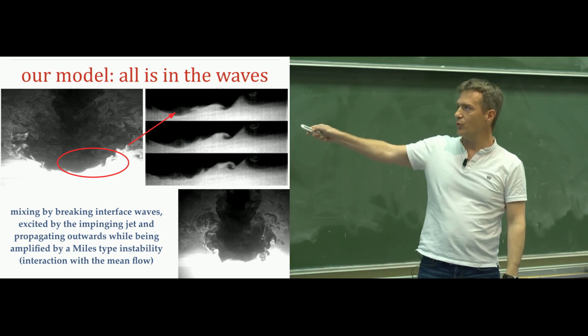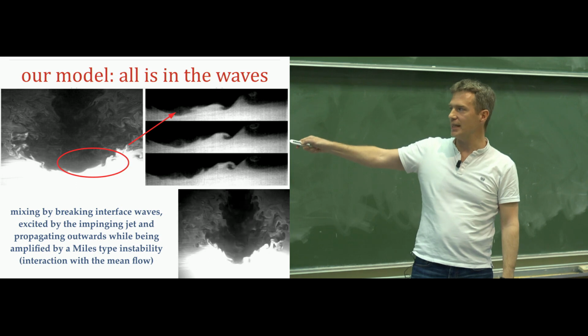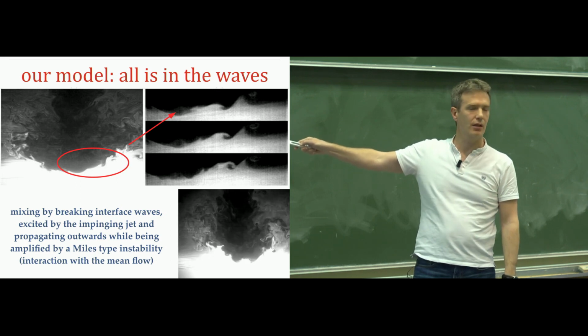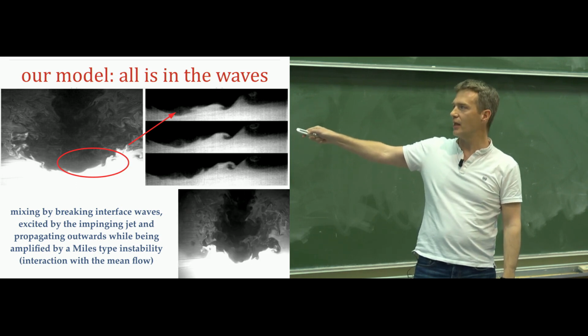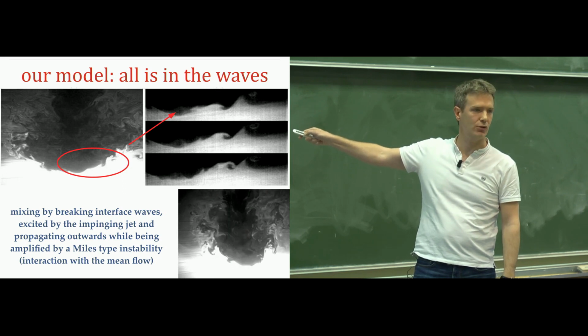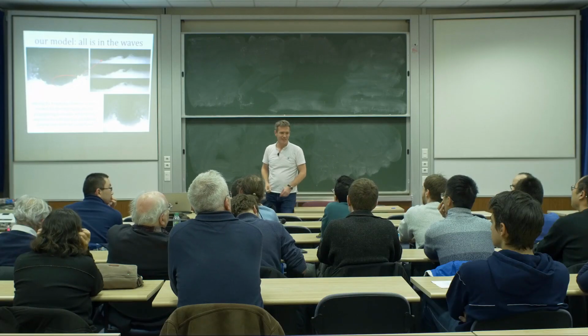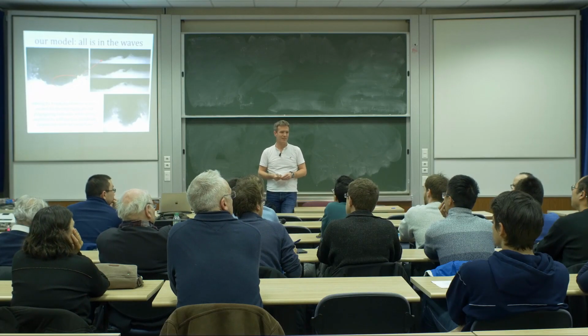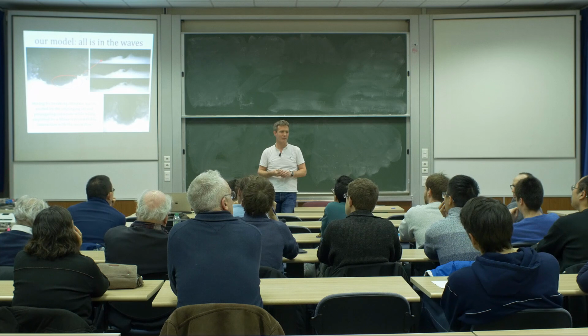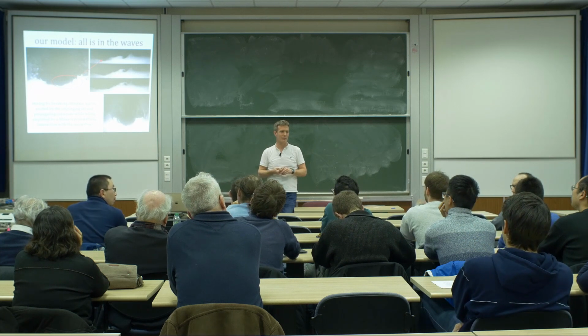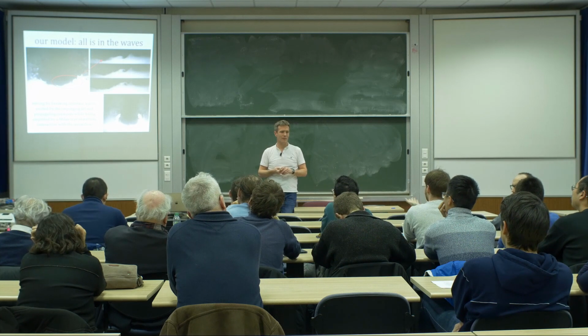But what you see is that the turbulent fluctuations inside the dome excite waves at the interface. Those waves propagate and break on the side, where they do mixing. Yeah? So you speak about the dome as though it was always somehow given, but the jet impinging will also lead to some mixing, so the interface will also be varied by this?